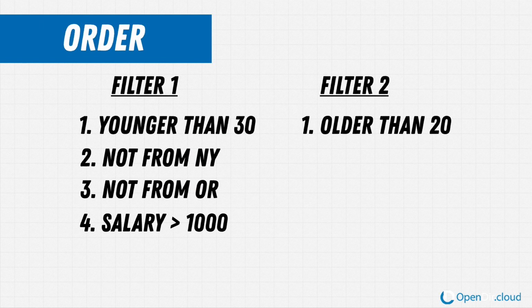So this would ruin a result set. Let's say you were trying to get everyone younger than 30, not from New York, not from Oregon, with a salary larger than 1,000. Well, this filter is just going to suddenly populate a whole bunch of people that are just older than 20, not taking into account any of these filters, right?